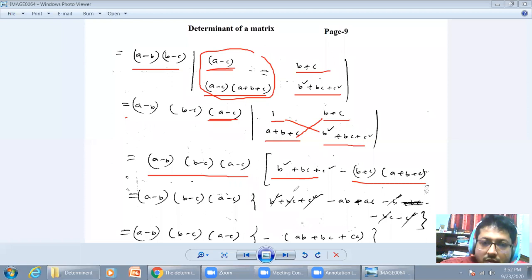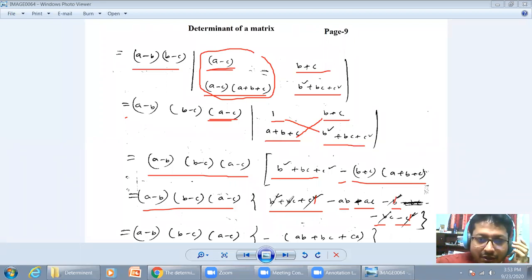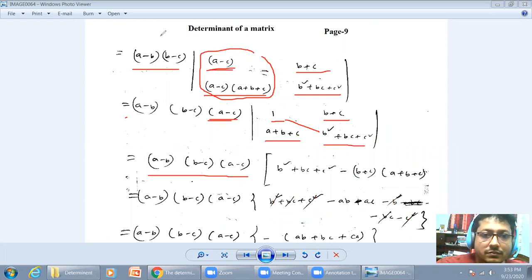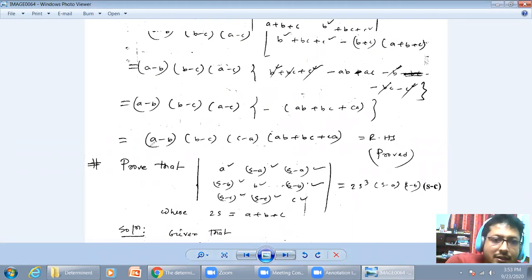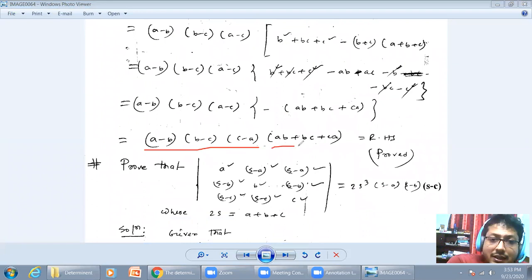These two parts, okay, minus sign. Now this is the same and we multiply B square plus C square equal to B plus C. That means we get AB minus AC minus B square minus BC minus C square. We can remove C square, B square, B square, BC, BC, and we only get AB plus BC plus CA. Now you can write A minus B, B minus C, C minus A, AB plus BC plus CA, which is right hand side and proved.